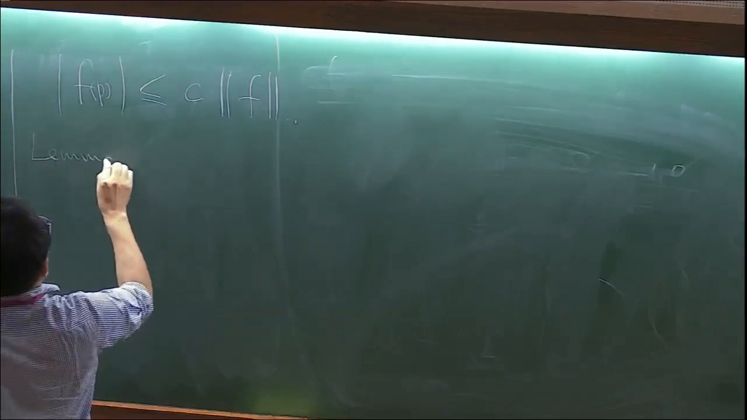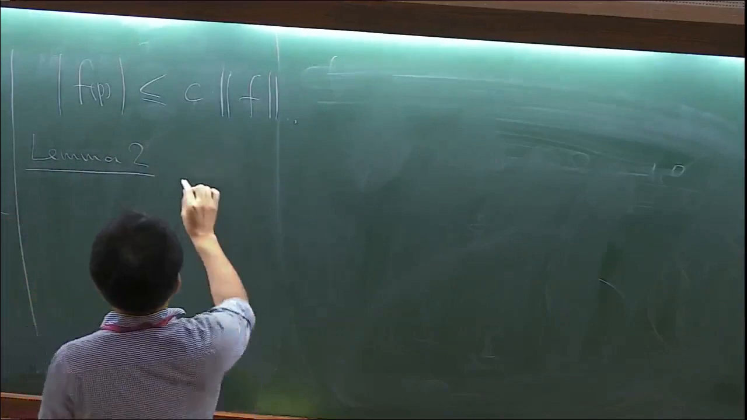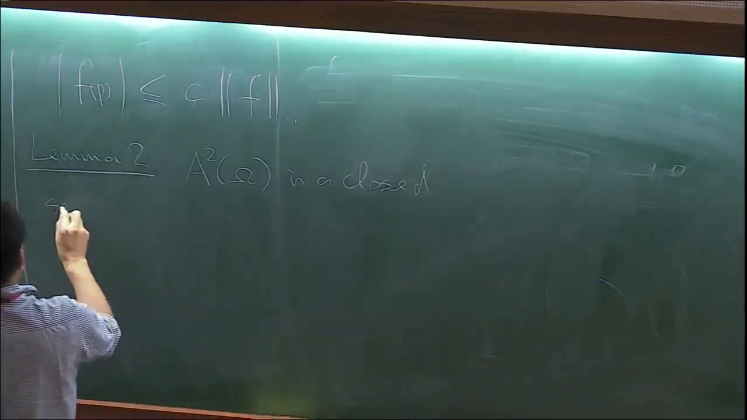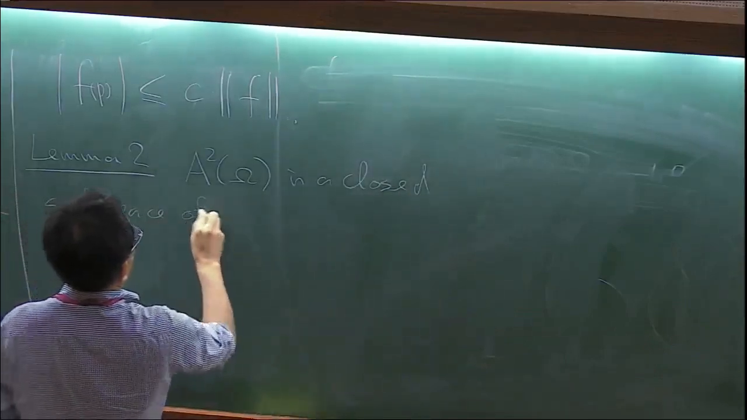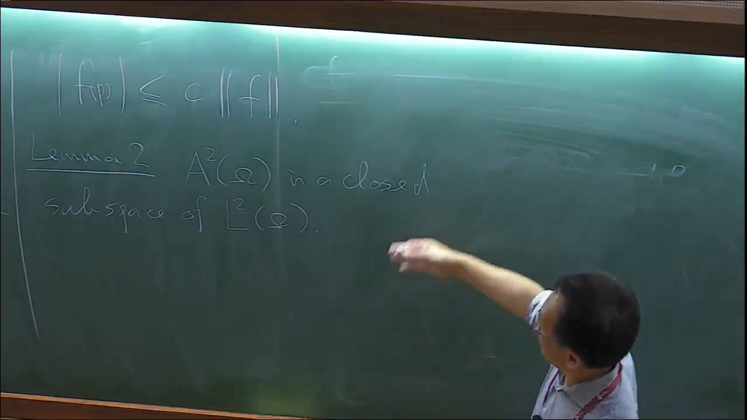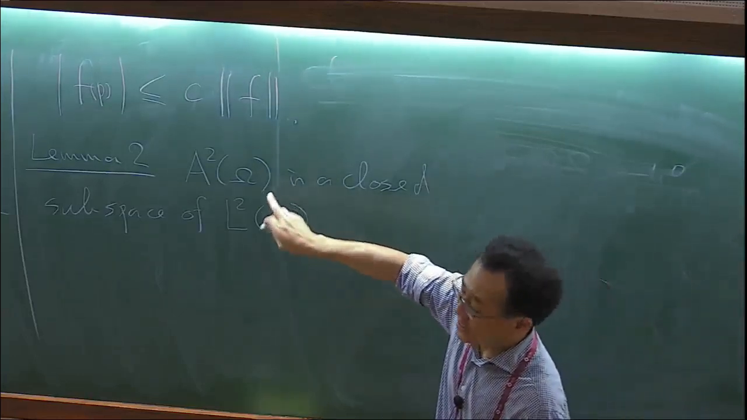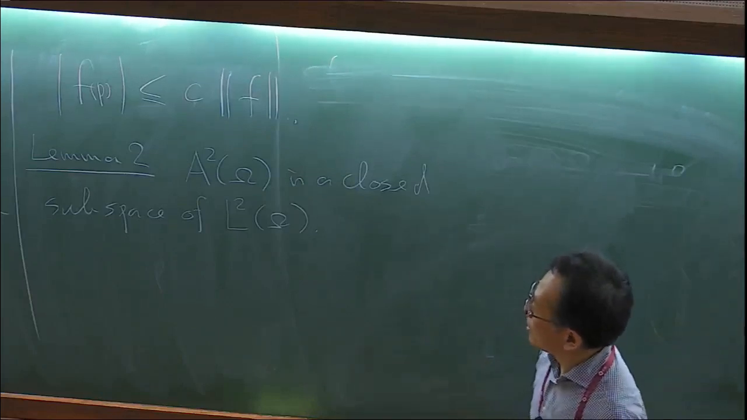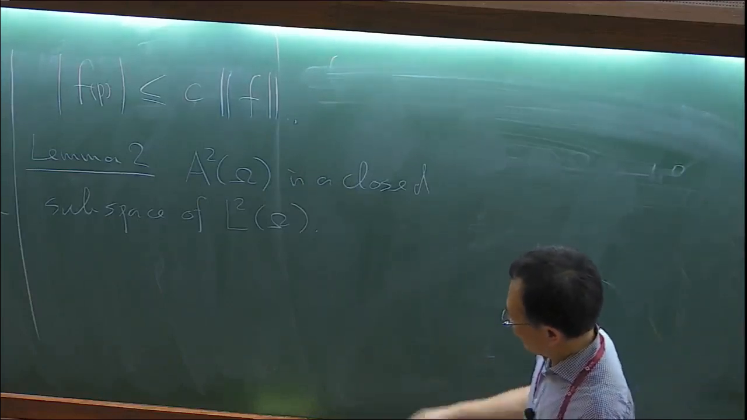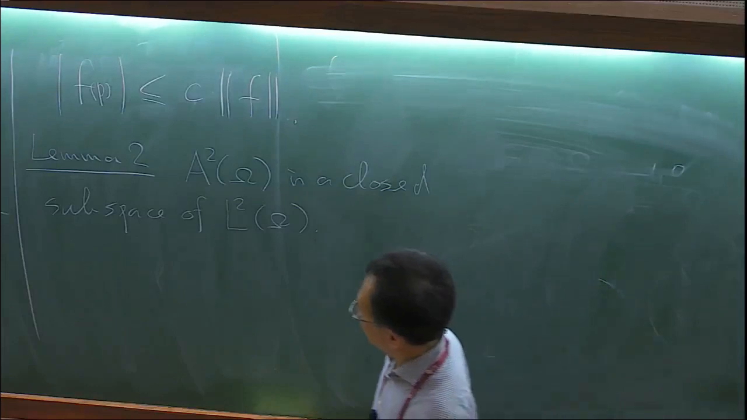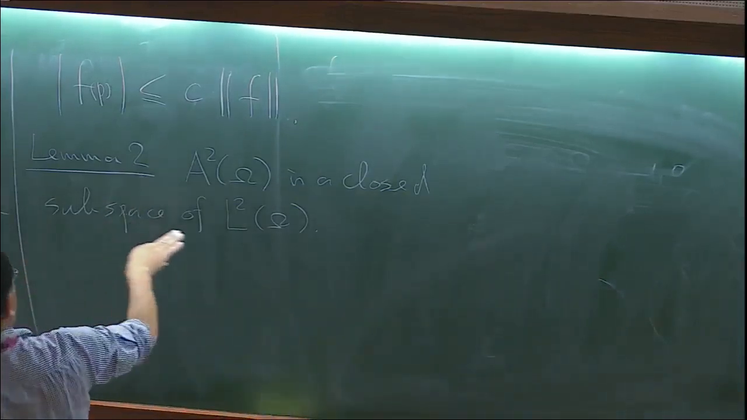The point is that from this fact, we can say that A2(omega) is a closed subspace of L2(omega). So this is a Hilbert space, closed in a Hilbert space, so this is also a Hilbert space. And another thing is that this is separable. Separable means you have a countable set which is dense in this space. So this follows from lemma 1 easily.